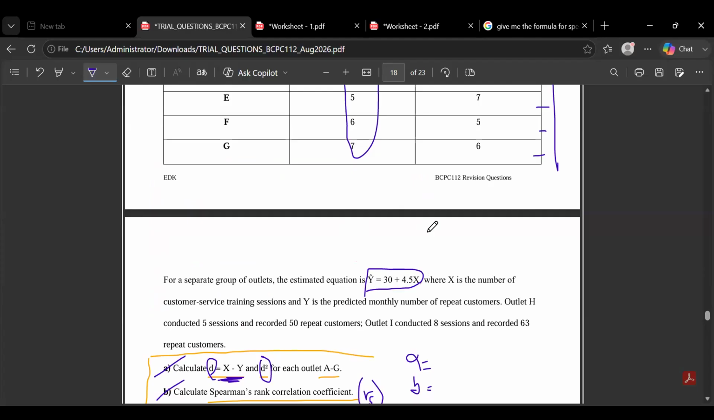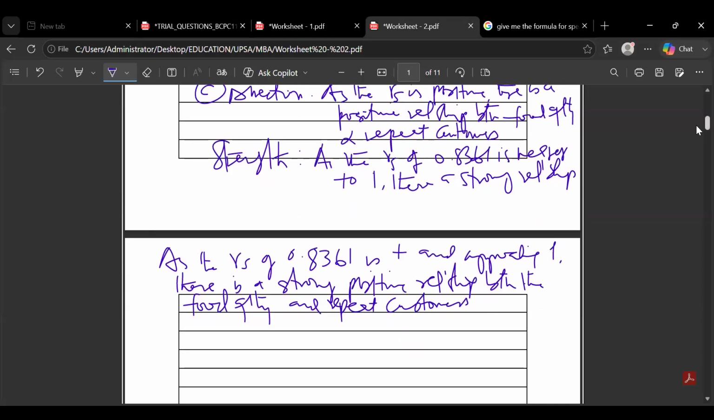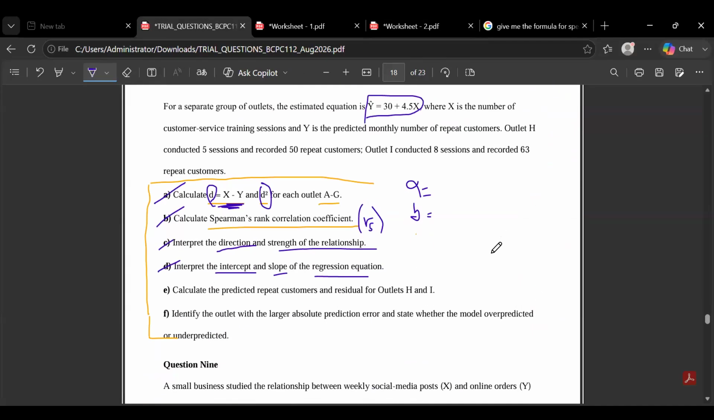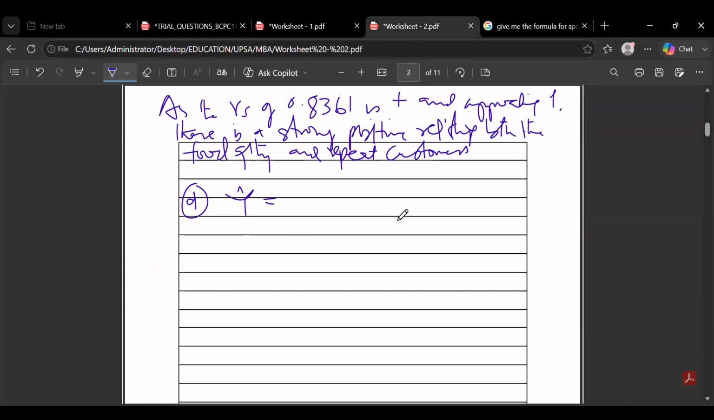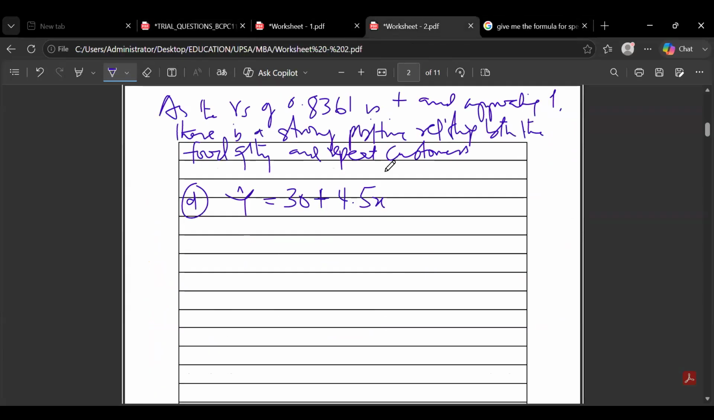So this equation, which is the question D, Y estimated equals 30 plus 4.5x. It says interpret the intercept and slope of the regression equation. So what is the interpretation?